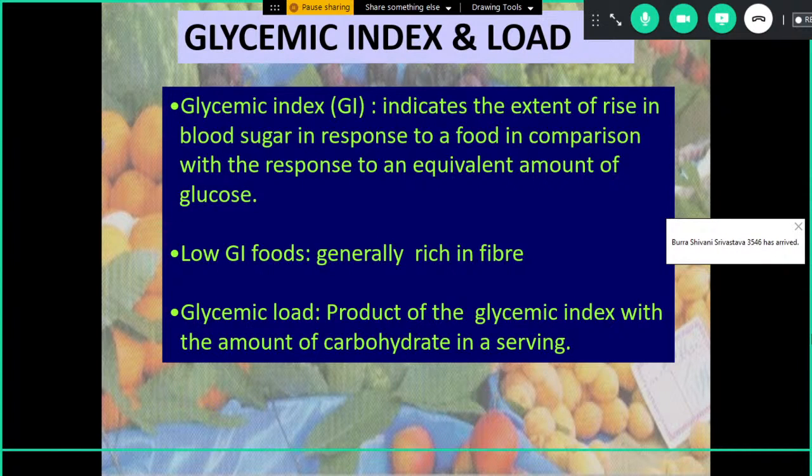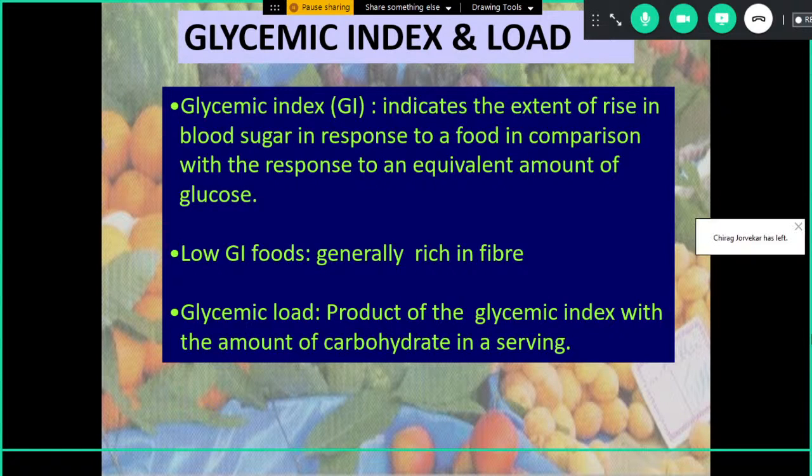The concept you have to be familiar with is glycemic index, and basically this concept indicates the extent of rise in blood sugar in response to a food in comparison with the response to an equivalent amount of glucose. So let's say I take 25 grams of glucose and I take another food item which contains 25 grams of carbohydrate, right?